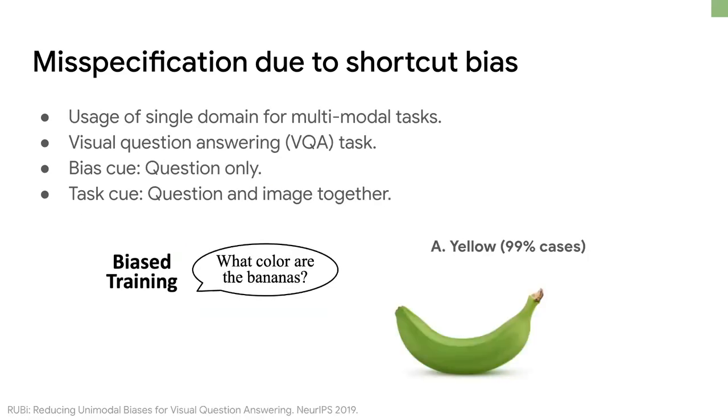And also in VQA, when you have two different modalities, for example, here you're given a picture and asked what's the color of the banana, and in the training set, you probably see a lot of yellow bananas instead of green. So even if you don't give an image in these cases, the answer is normally yellow instead of saying, I don't know, right?